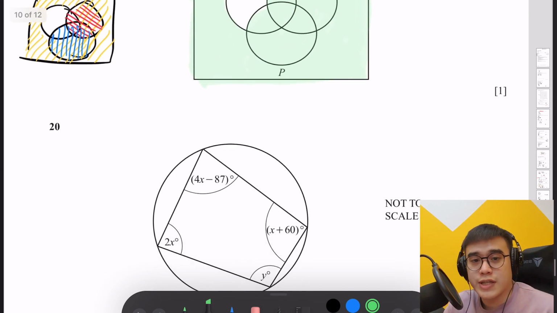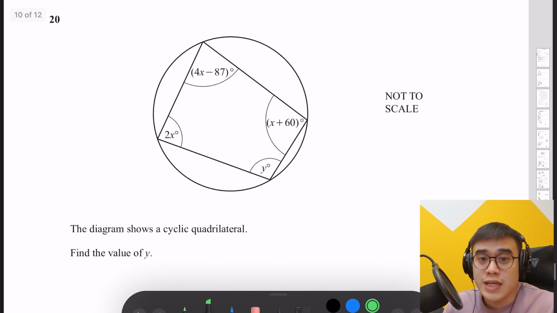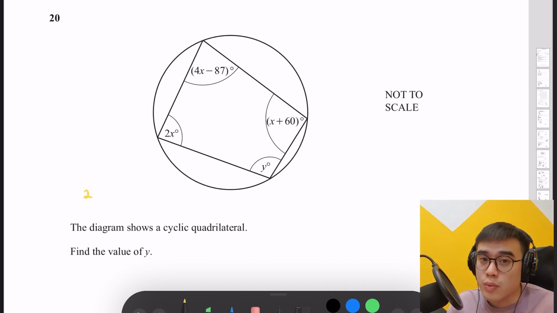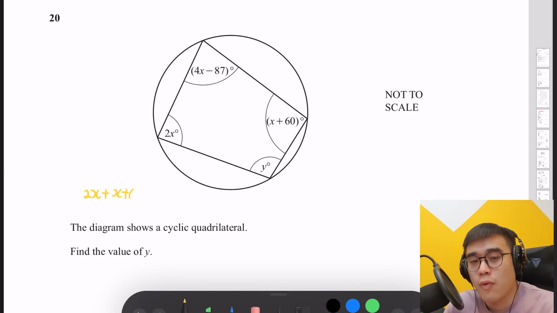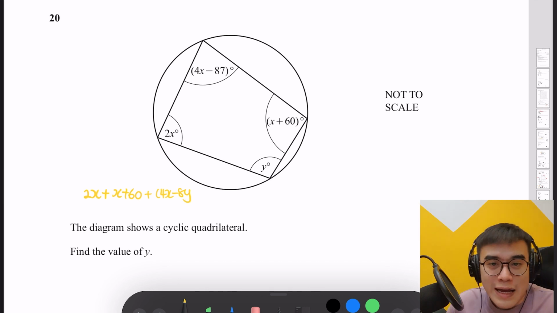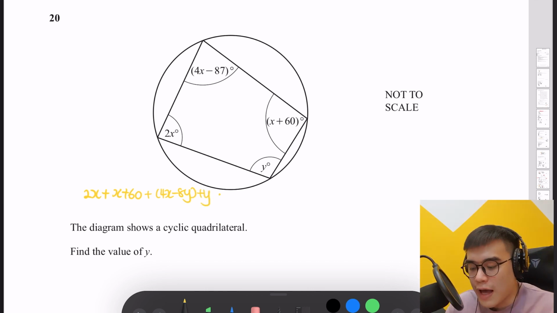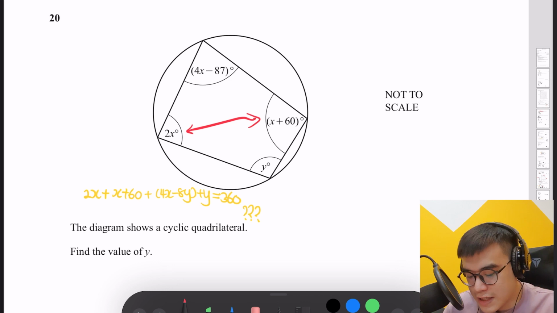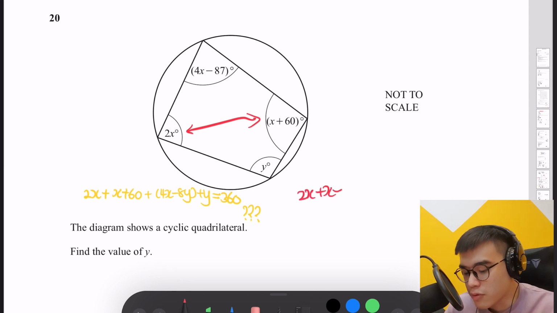So question 20, the giveaway for this question is the keyword cyclic quadrilateral. What this means is that the opposite angles add up to 180. So if you blindly do this and straight away add everything up to equal 360, you can't get anywhere. So I first took 2x added with x plus 60, which I labeled with a red arrow.